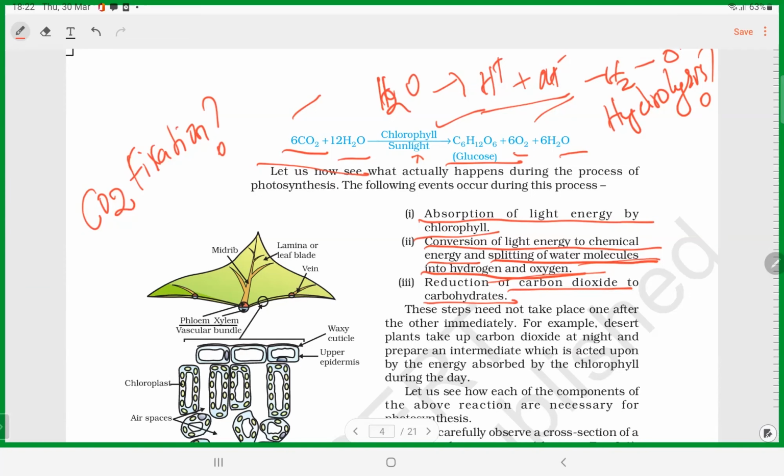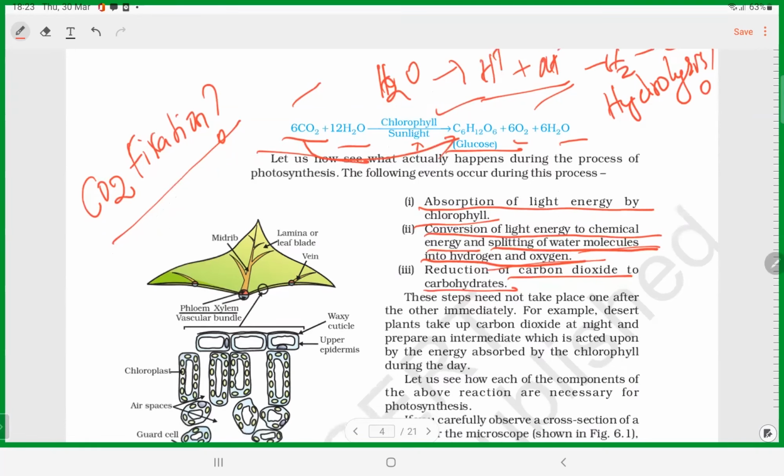CO2, carbon dioxide is taken, and with that it produces what? See, look at that. This CO2 is used for what? C6H12O6 production. CO2 fixation. Can you understand? So, photosynthesis. These are all the three important processes in photosynthesis.